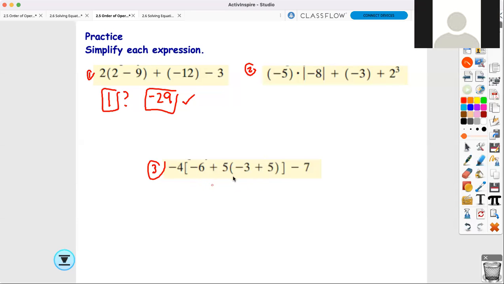I don't know if that's correct. That's correct for this part, the bracket part. So this would be 2. Yeah, the bracket will be positive. That's correct. Okay, and then from there, what do I do?